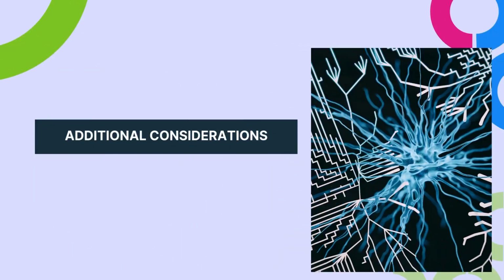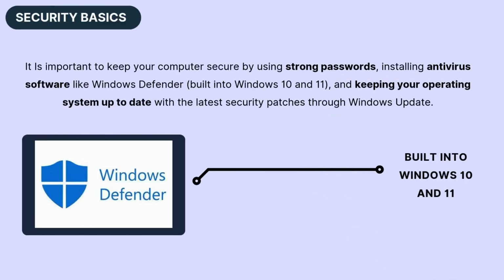Additional considerations. Before we conclude, let's touch on a few additional points. Security basics. It's important to keep your computer secure by using strong passwords, installing antivirus software like Windows Defender, built into Windows 10 and 11, and keeping your operating system up to date with the latest security patches through Windows Update.